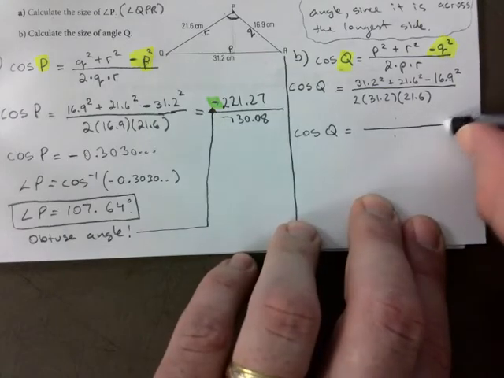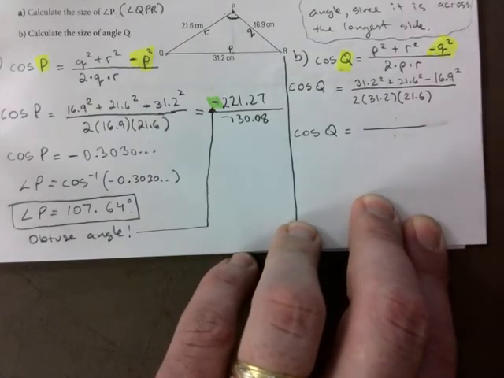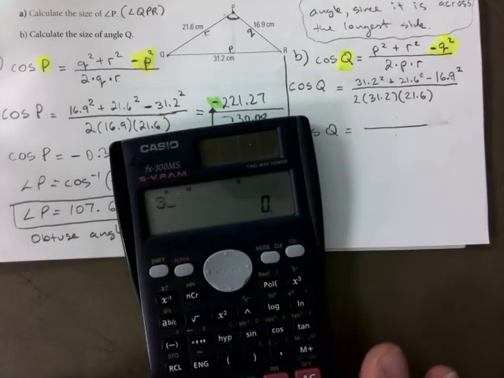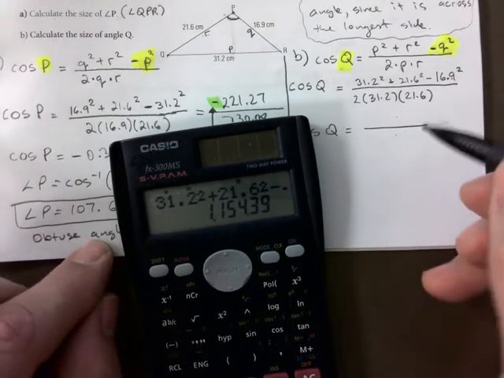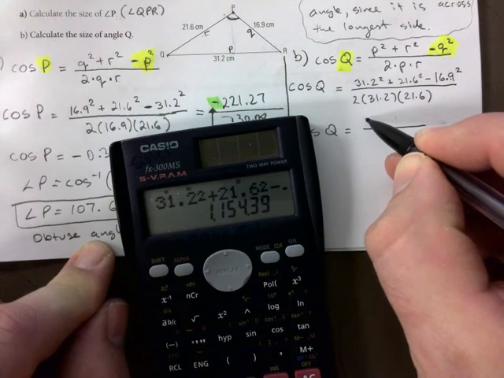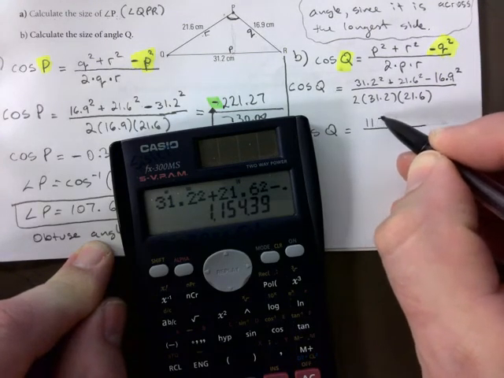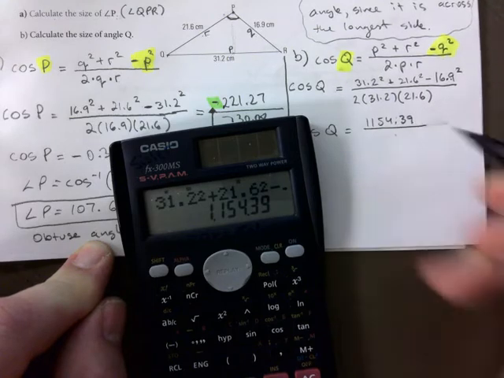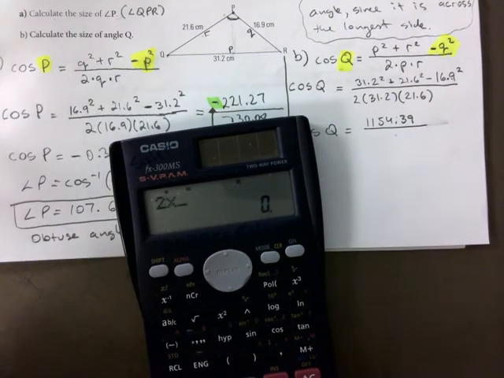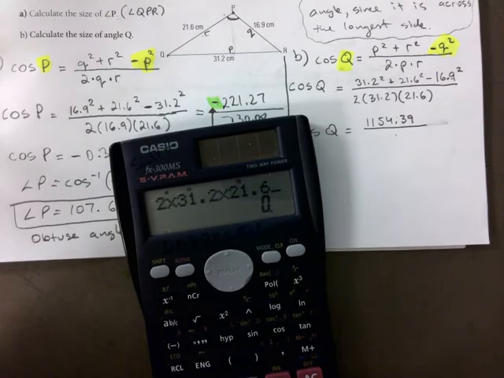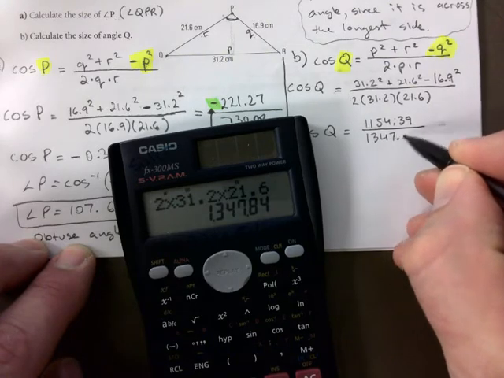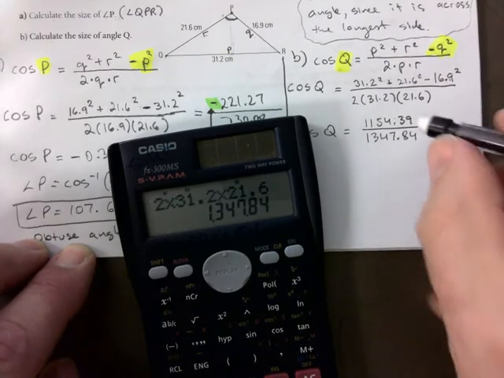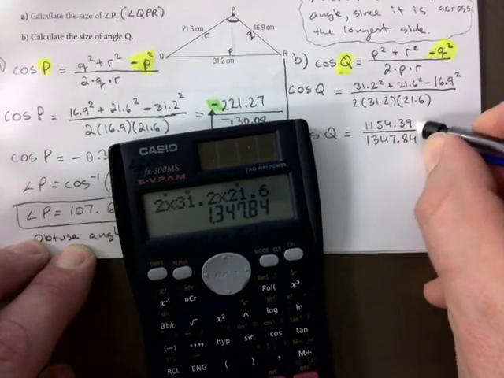I think I don't need that much space. That should be probably good. So 31.2 squared plus 21.6 squared minus 16.9 squared. Look at that. That's a big number, right? 1,154.39. The bottom is 2 times 31.2 times 21.6. That is 1347.84. And I will write my decimal right next to it.